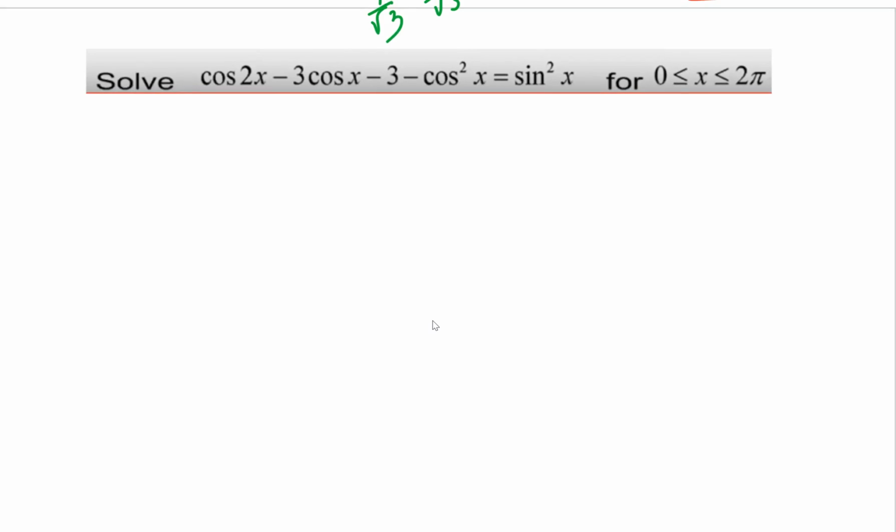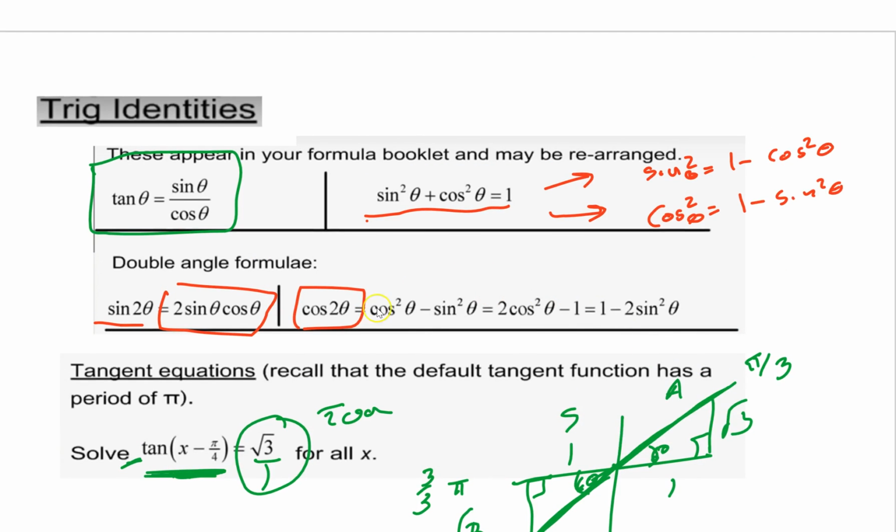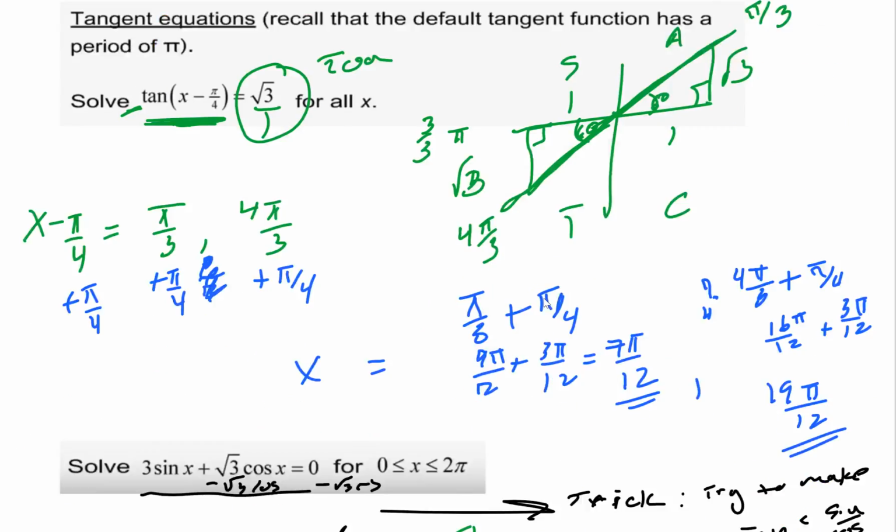The last one. Here's a classic IB problem when they want to be tough with trig functions. So cosine 2x equals 3 cosine x minus 3 minus cosine squared equals sine squared. I've got to solve this. So first step, let's try to make everything into a cosine. You notice how there's a lot of cosine things? So this cosine 2x, look at your formula for it. It equals any one of these three. I'm going to use this one because it only has cosine. So 2 cosine squared minus 1.